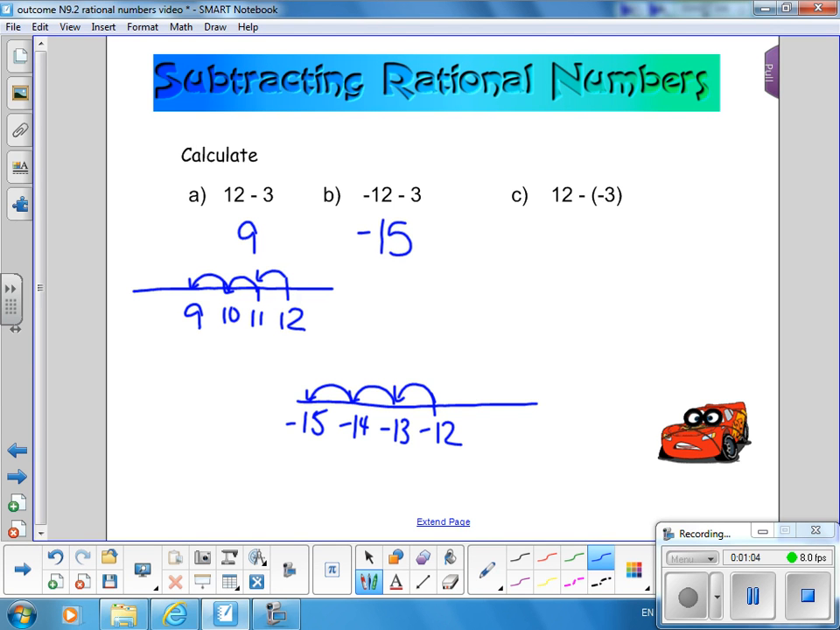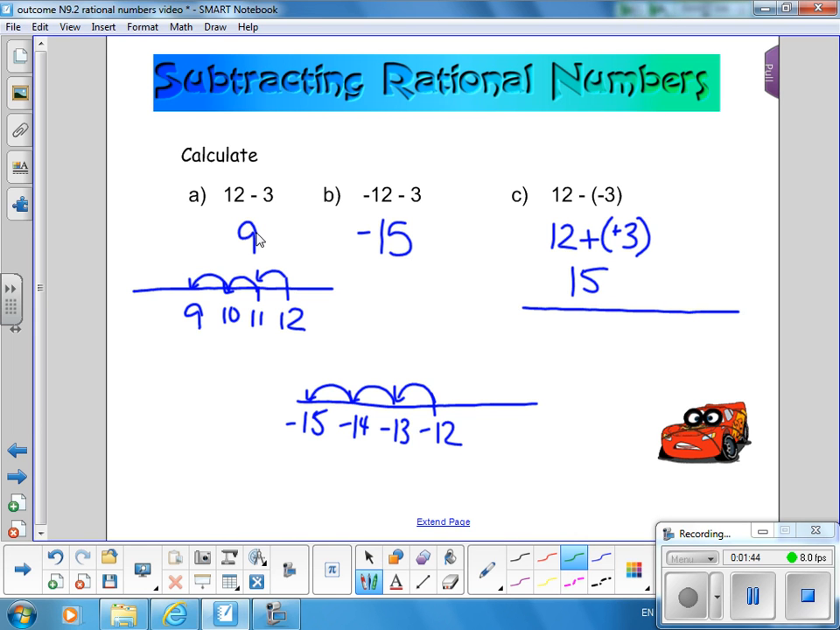Now 12 subtract a negative 3. Depending upon what your previous math teachers would have done, there are a couple of ways this can be explained. Some teachers may have talked about adding the opposite. When you are subtracting integers, you add the opposite. The opposite of negative 3 is positive 3, so now we just have 12 plus 3, which would be 15. So that's one way a teacher may have shown you.